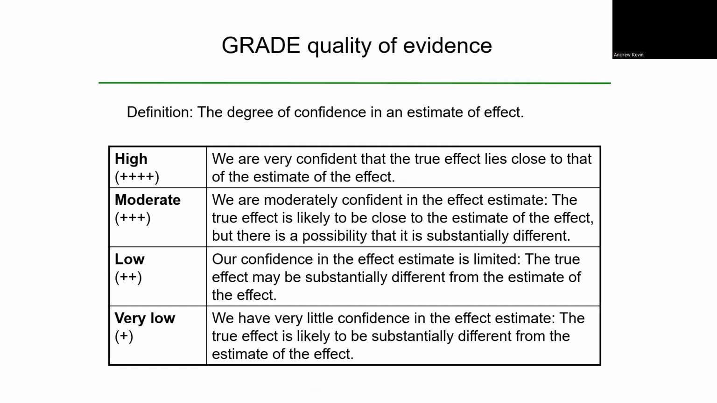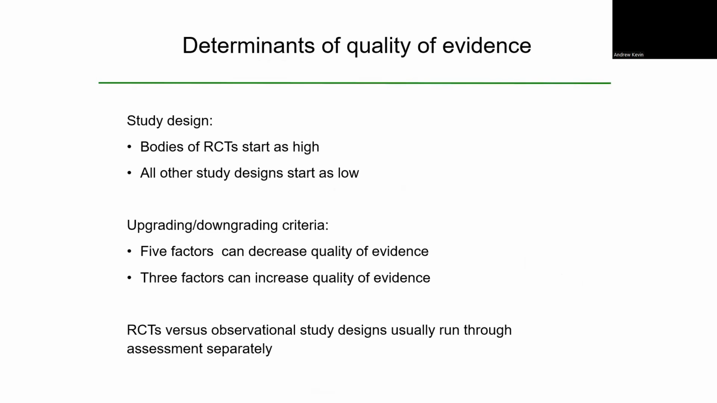So what is GRADE? It's a degree of confidence in the estimate of an effect. You can grade the evidence as either very high, which is 4+, or very low, which is 1+. What determines the quality of evidence? The study design mainly determines it. Any RCT will start as high quality of evidence with 4+. All other study designs start as low, that is 1+. There are certain factors that can either decrease or increase the quality of evidence. We will come to those in subsequent slides.